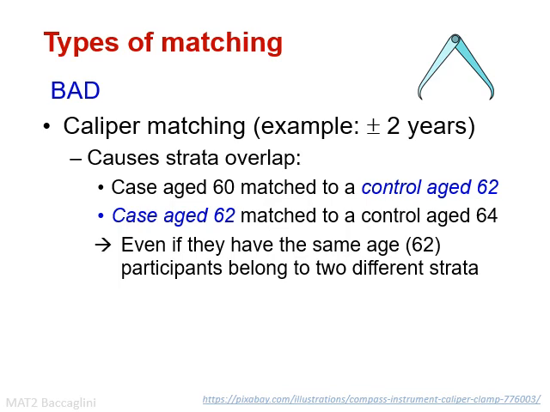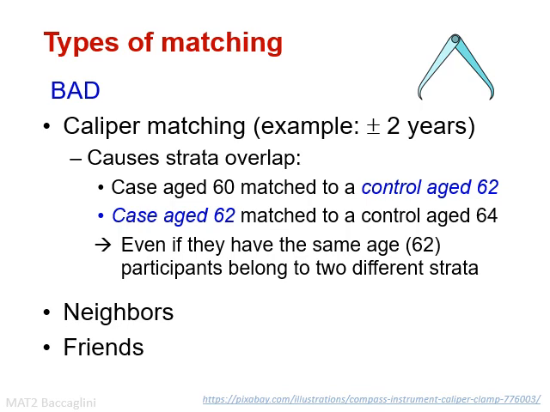The problem with this, you don't really know where the controls belong to at the end, and so you're going to have strata overlap. For example, a case age 60 will be matched to a control age 62. But case age 62 will be matched to a control age 64. And so even if the case and control have the same age, which is 62, the participants will belong to two different strata. So this becomes very confusing in the analysis. So you want to stay away from that.